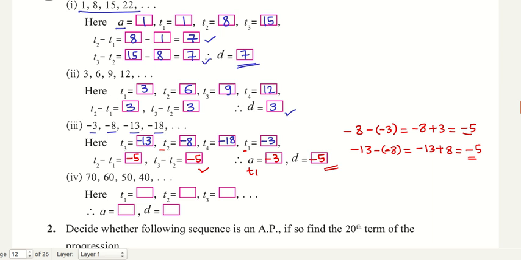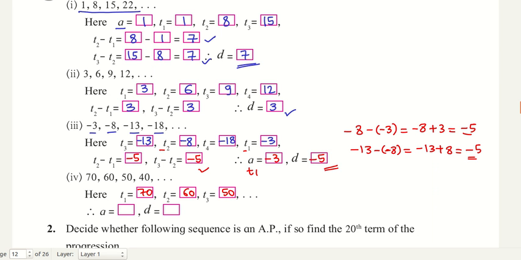Similarly, solving the fourth, the last from question 1, that is 70, 60, 50, 40. Now I think after going through all these problems, this is easy to solve. You can also take it as homework, but it can be done easily, so let me do it for you. T1 is 70, T2 is 60, T3 is 50.